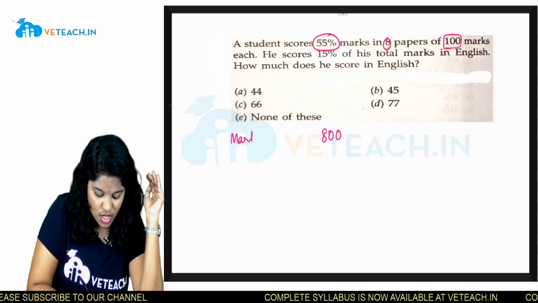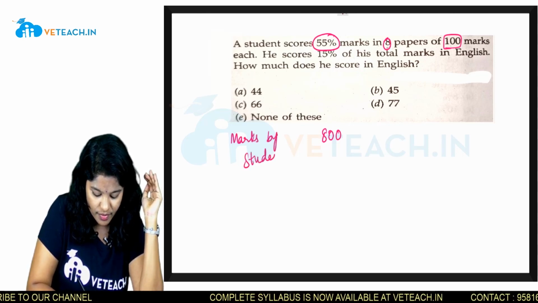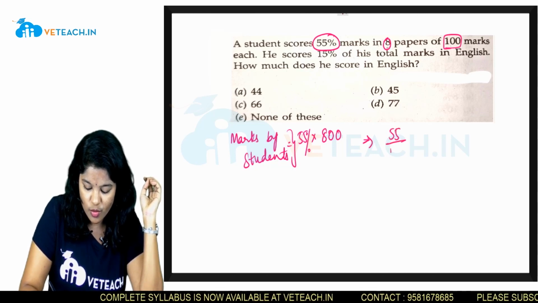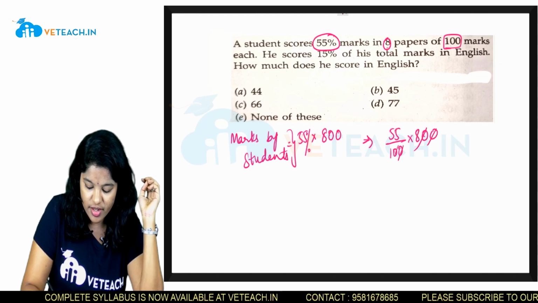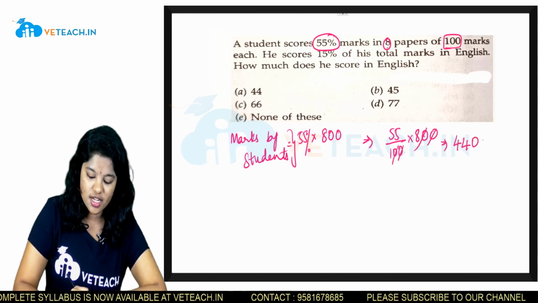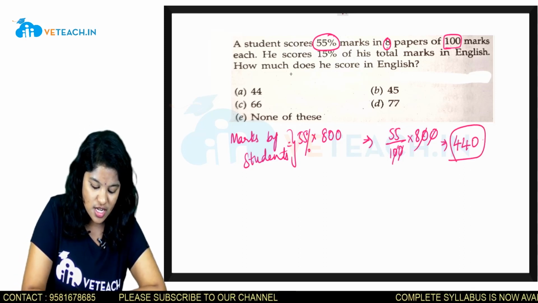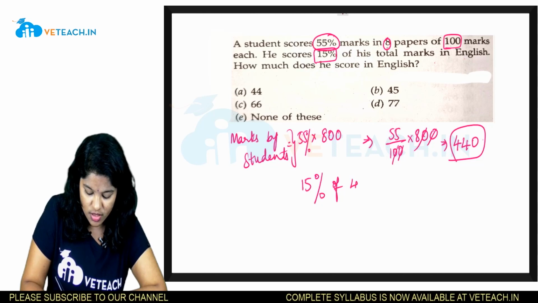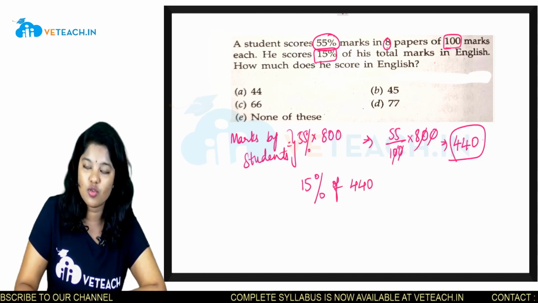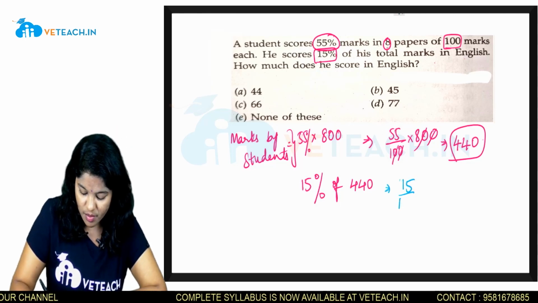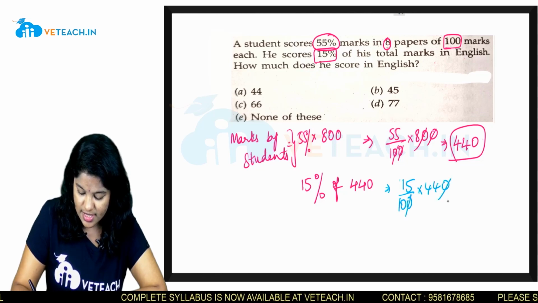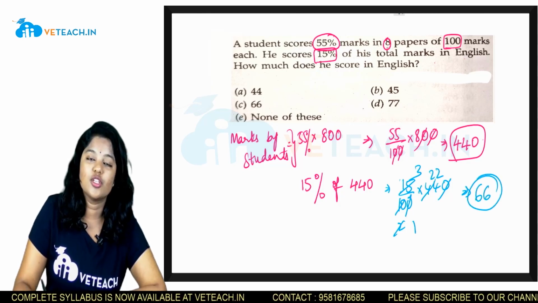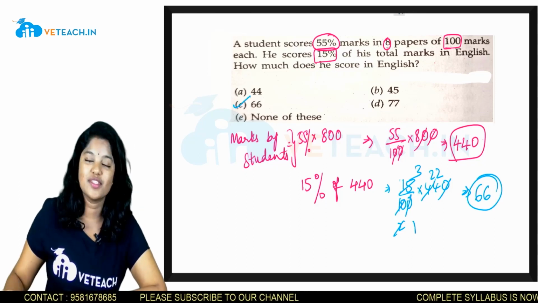So the total marks obtained by the student is equal to 55% of 800. That is nothing but 55 by 100 into 800, which equals 440. So these are the total marks which he has scored in all the subjects. Now he scored 15% of his total marks in English. So 15 by 100 into 440. Here 3 times, 2 times, 1 time, 22 times, that is equal to 66. So the number of marks he scored in English is 66. So option C is our correct answer.